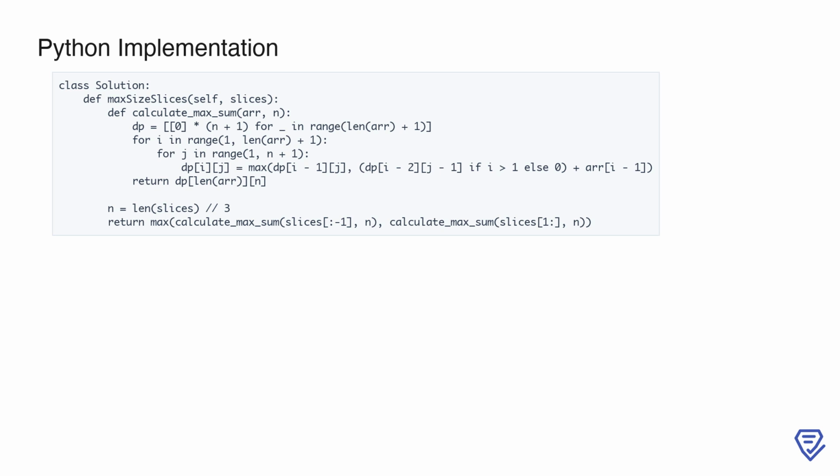5. Final calculation. The helper function is invoked twice to calculate the maximum sum for each scenario, excluding the first or last slice. The result is the maximum of these two values. This approach ensures an optimal solution by leveraging dynamic programming, and its complexity is O(n squared), where n is the number of slices in each subproblem, 1/3 of the total slices.